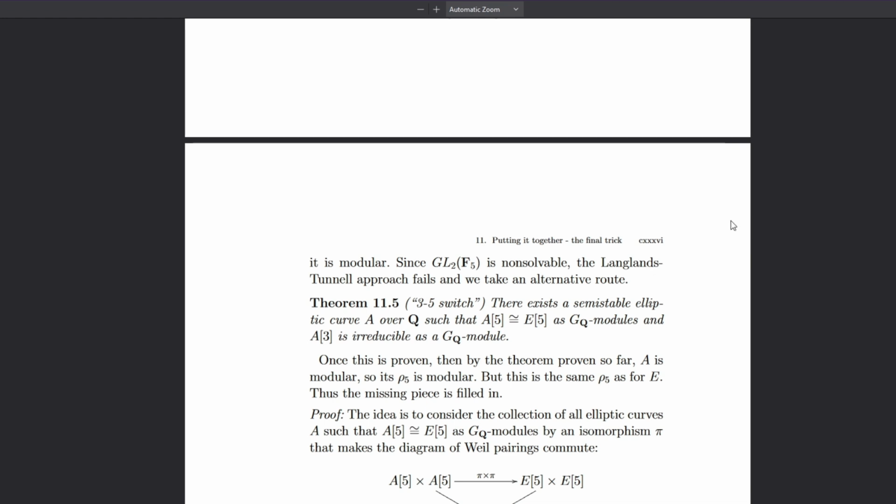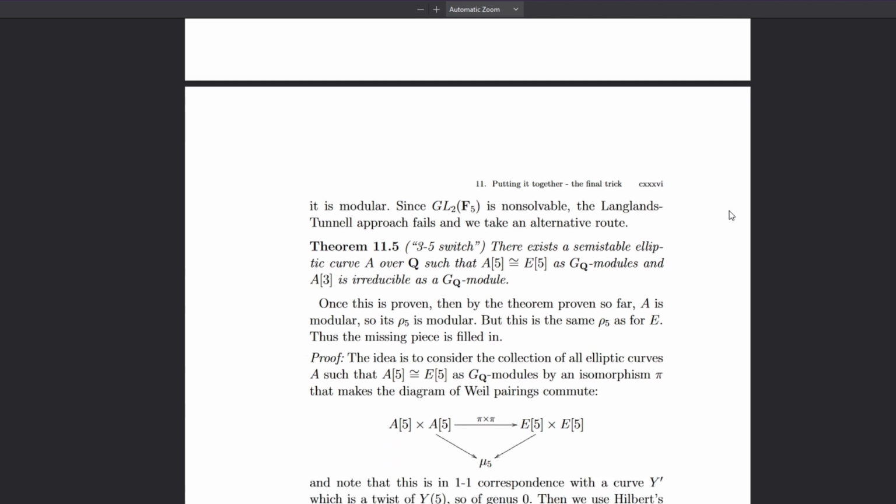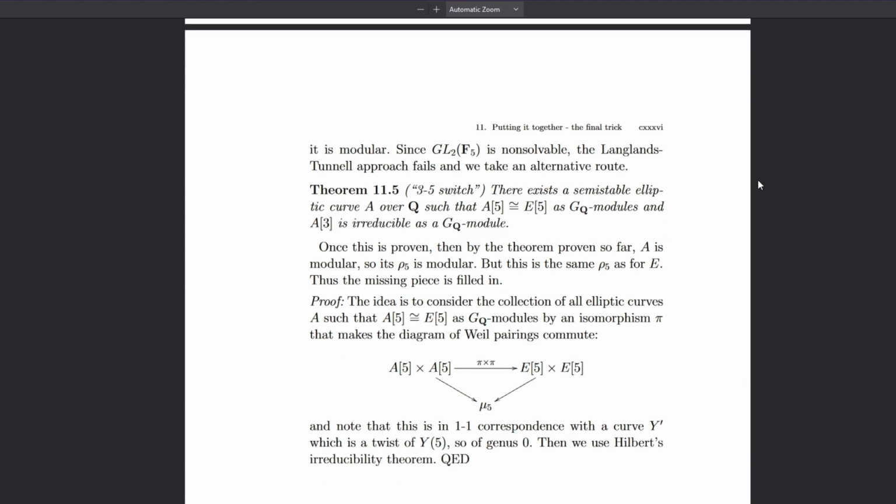Theorem 11.5, dubbed the 3-5 switch. There exists a semi-stable elliptic curve A over Q such that A[5] is isomorphic to E[5] as G_Q modules and A[3] is irreducible as a G_Q module. Once this is proven, then, by the theorem proven so far, A is modular, so its rho_5 is modular, but this is the same rho_5 as for E, thus the missing piece is filled in.